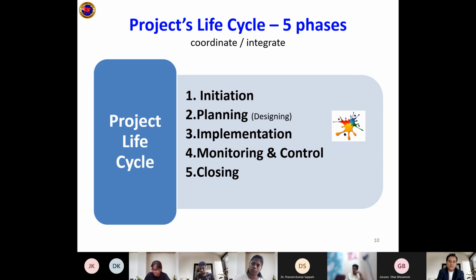So I want someone to repeat this. What are the 5 phases of the project life cycle? Look at the slide, but explain to me. What are the 5 phases of the project life cycle?